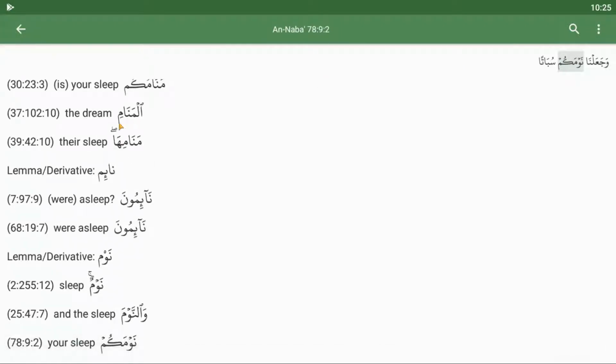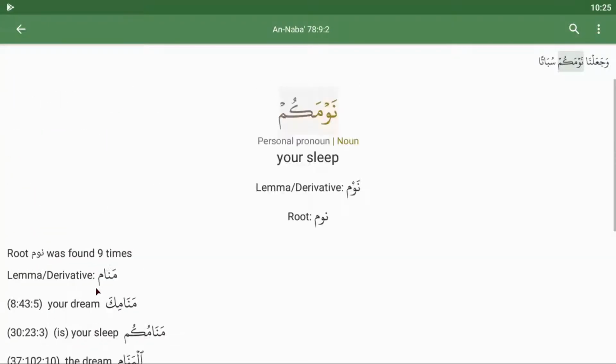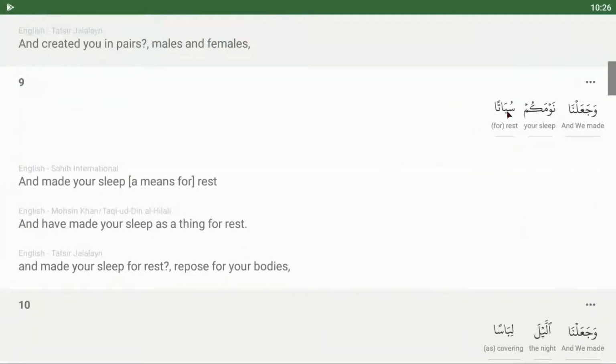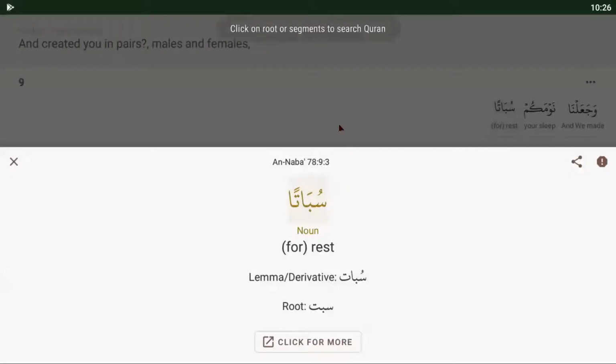Al-manam means dream. And the one, na'imun, asleep. The one who's na'im, na'imuna, na'um. Naumakum, your sleep. So as na'um, it has come 3 times in the Quran. Na'im and manam, dream, have come. Manam is dream. Naumakum, sleep. Very important, sleep. Wa ja'alna naumakum subat. Subat is what? Rest again, right?